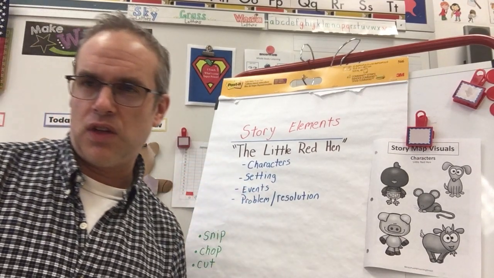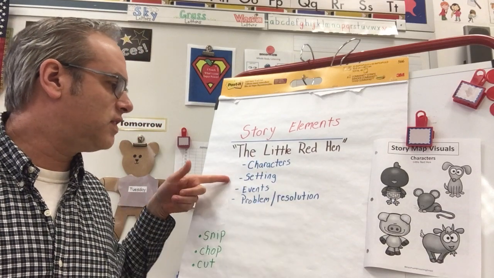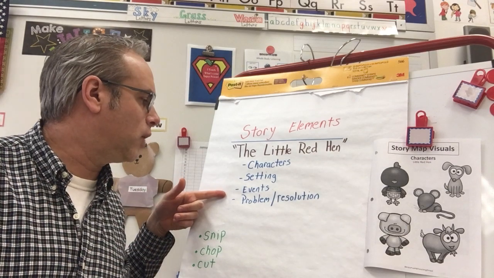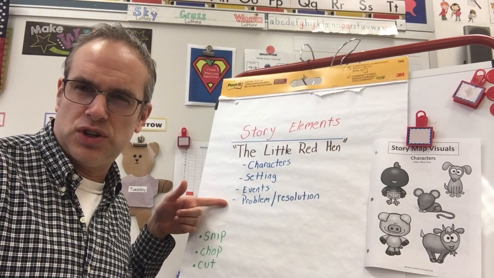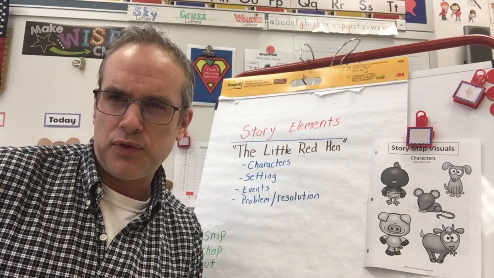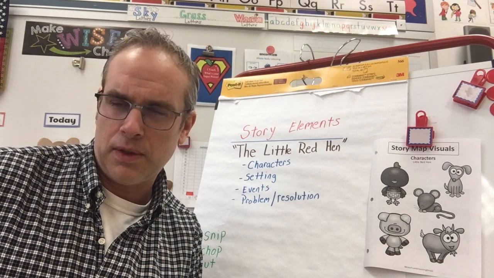Story elements are things that go along with the story. Things like the characters, the setting, the events. That's the things that happen throughout the story, like the beginning, the middle, and the end. And the problem and resolution in a story. So those are four story elements. We've been using lots of different books this year to explore them.